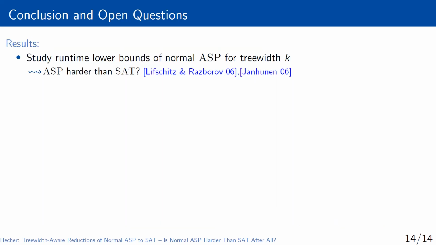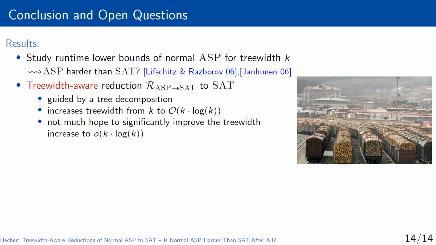This already brings me to the conclusion. So is normal ASP indeed harder than SAT? Well, you can actually decide for yourself. But what we did here is we showed that at least under reasonable assumptions in computational complexity, as well as for tree width, it seems that already the decision problem for normal ASP is harder than SAT. Then we presented a treewidth-aware reduction from normal ASP to Boolean satisfiability, which is guided along a tree decomposition and takes care to only slightly increase tree width from k to log k. It turns out that there is not much hope to significantly improve this increase of tree width.